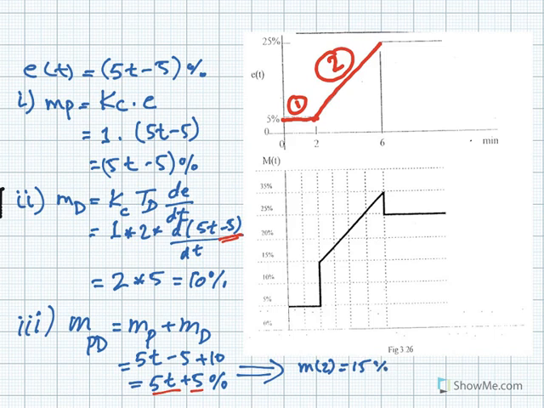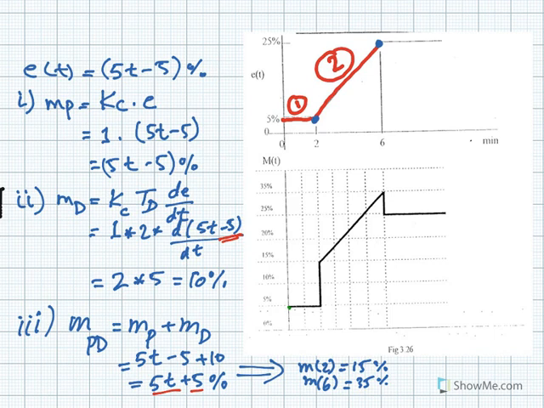Again, we have 5 multiplied by 2 plus 5, and this is at t equals 2 minutes. For t equals 6 here, we have M at 6. So 5 multiplied by 6 is 30, plus 5 is 35.